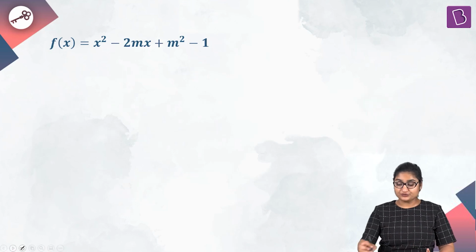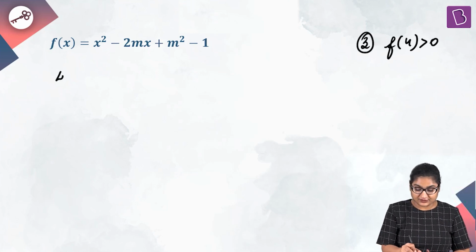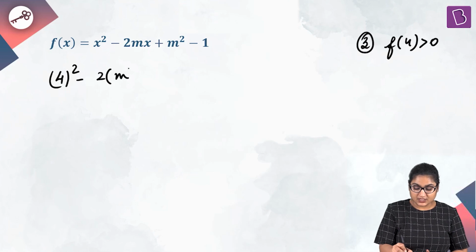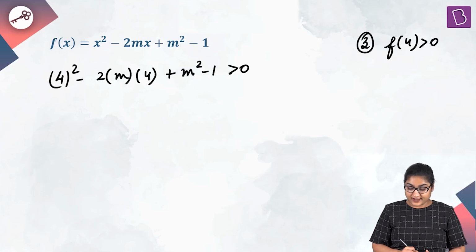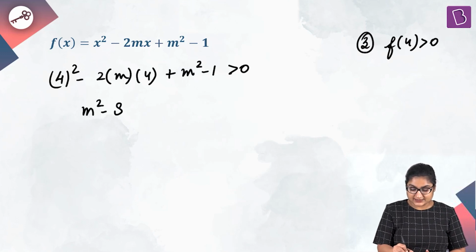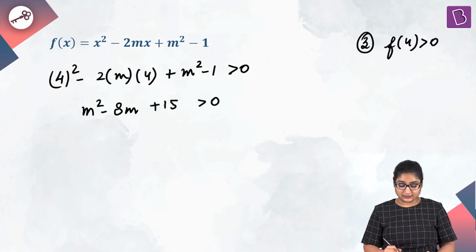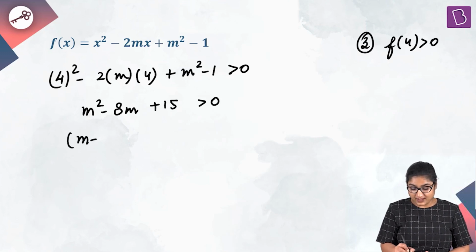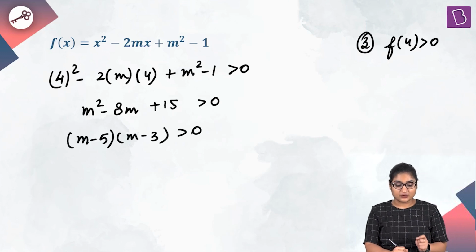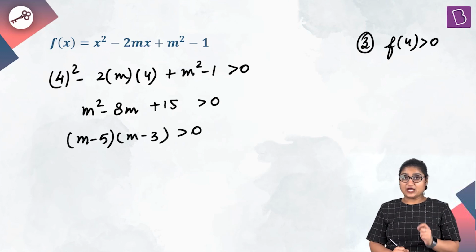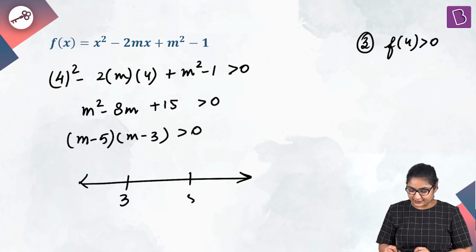All right. Moving on to the third condition, f of 4 is greater than 0. So when we calculate f of 4, we get 4 square minus 2 times m times 4 plus m square minus 1, and this is greater than 0. Now if I further solve it, I get m square minus 8m plus 15 greater than 0. We can again factorize this by splitting the middle term. The factors that we will get are m minus 5 times m minus 3 is greater than 0. Two factors suggest two critical points, 3 and 5.